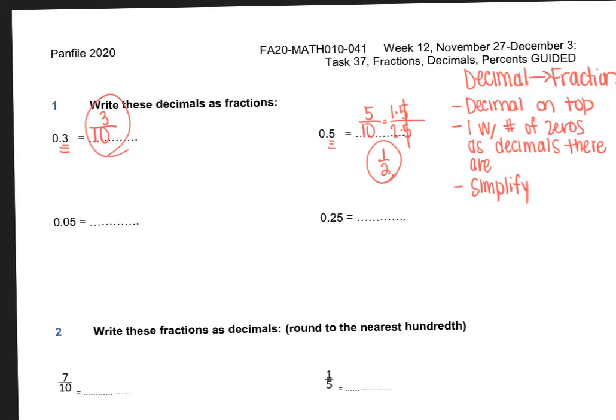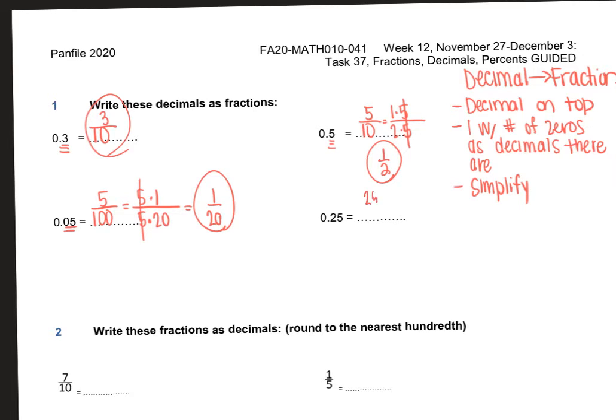All right, this one, I put a 5 on top, but now I put a 100 on the bottom because I have 2 decimal places, and I need to simplify. So my top is 5 times 1. My bottom is 5 times 20. The 5s cancel out, and I get that this is 1/20. So again, this should be jogging your memory. We have done this before.